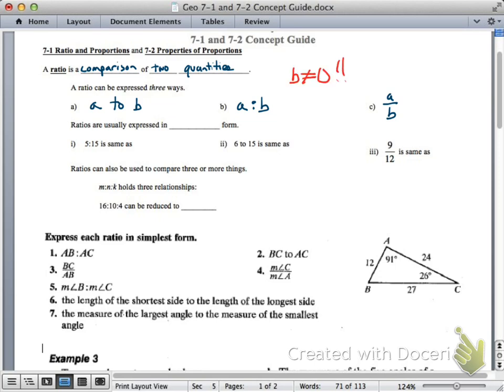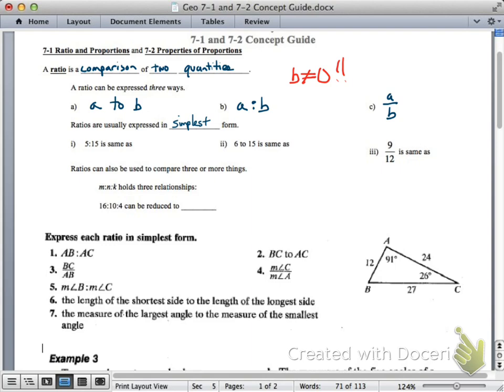Oh, I forgot. B can never be 0. What would happen if B was 0? Well, we'd have 0 on the denominator, which would make part of something explode somewhere. It's never good. 0 can never be on the bottom. Ratios need to be in their simplest form, or at least they usually are.